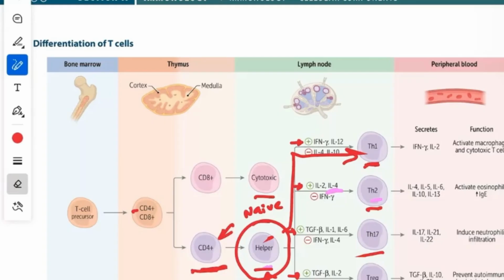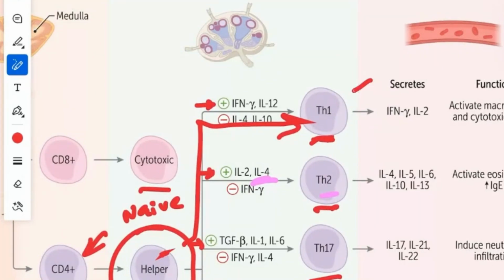So if we're focusing on the first one, that's the Th1 cell. What signals will induce the naive CD4 helper T cell? That's the interferon gamma and the interleukin 12. Okay, and these ones come from the APC. So the APC, like we said, will present the antigen.